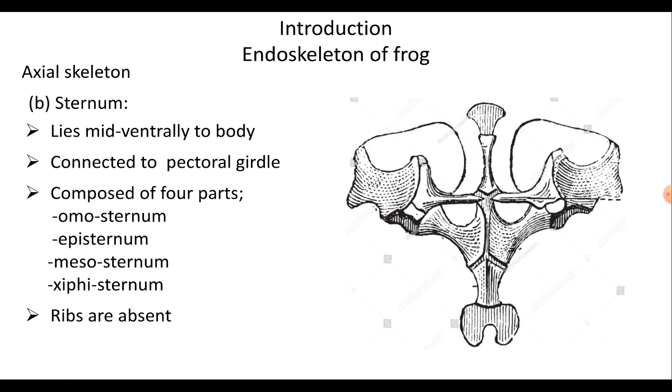The sternum is the other part of the axial skeleton. It is present in the mid-ventral line of the body and connected between the two halves of the pectoral girdle. It is bony as well as cartilaginous in nature, and it consists of 4 parts, that is Xiphi-sternum, Omo-sternum, mesosternum and Xiphi-sternum. The ribs are absent in frog.